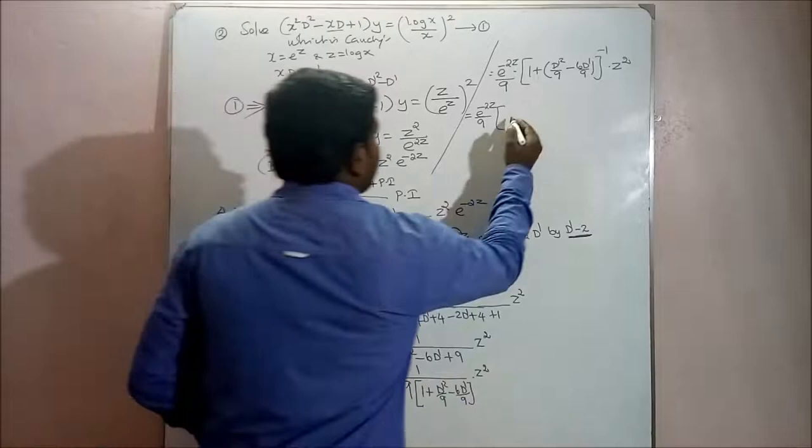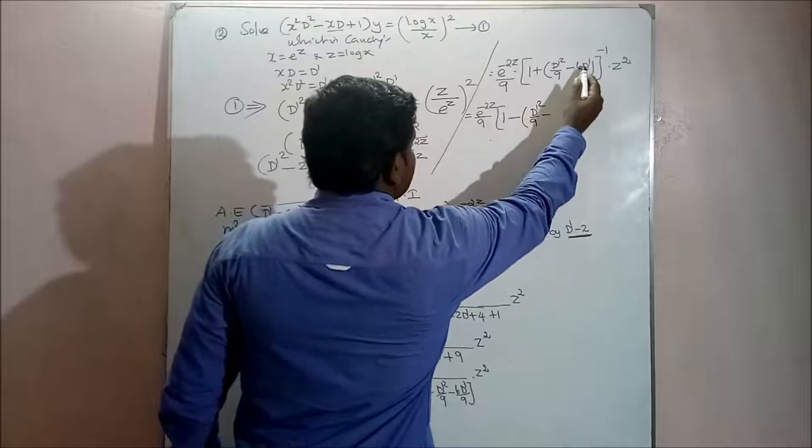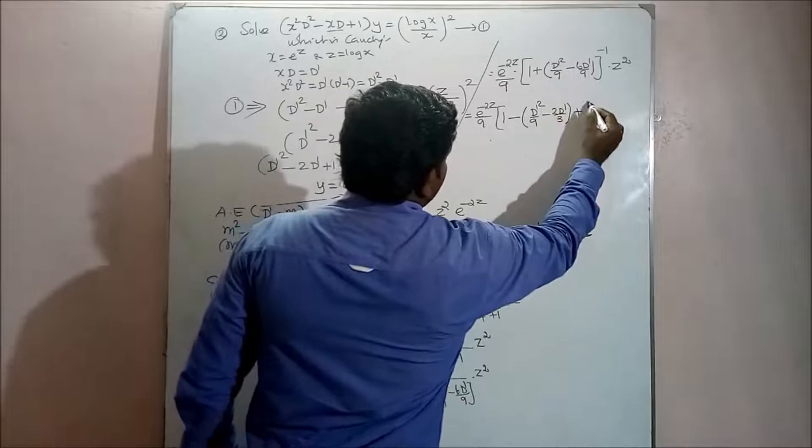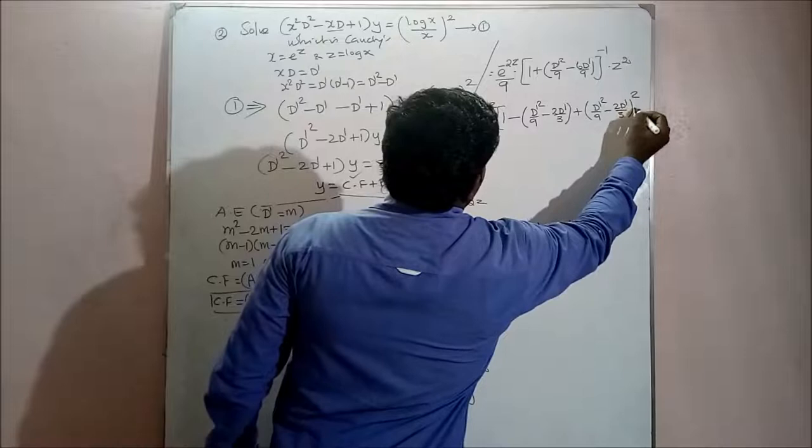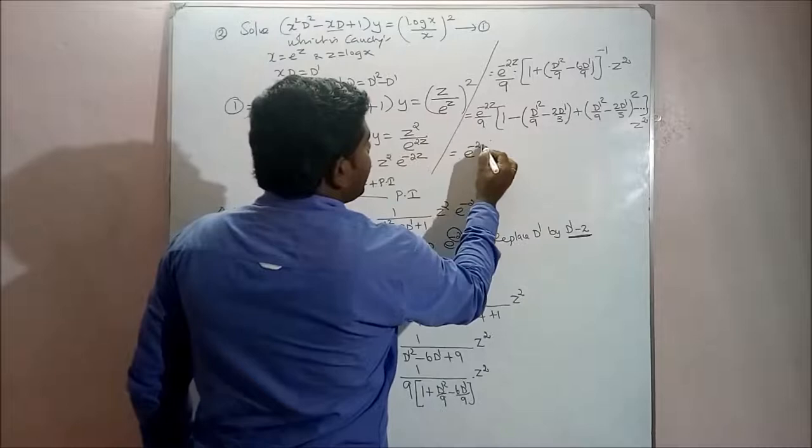So, upon the formula, 1 minus x by x in D dash square by 9, minus 6 by 9 can be written as 2D dash by 3. So, 1 plus x square, D dash square by 9, minus 2D dash by 3, the whole square, minus etc. into z square. That is equal to e power minus 2z by 9 into.